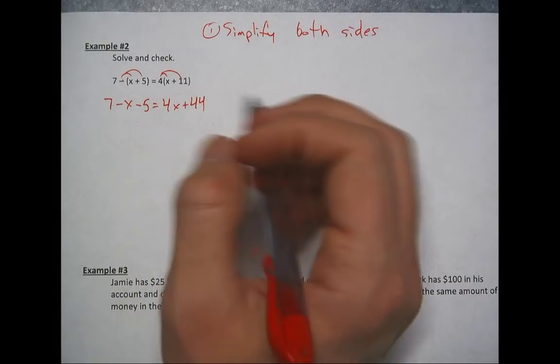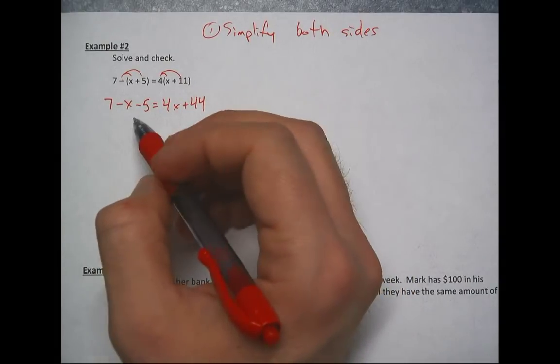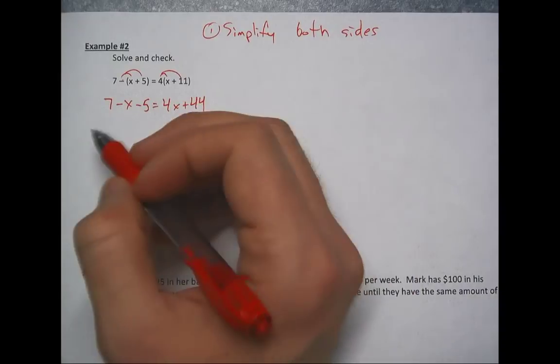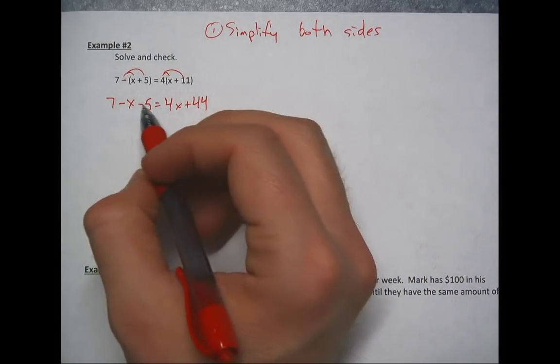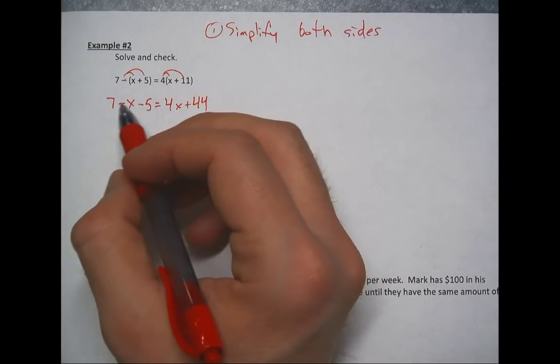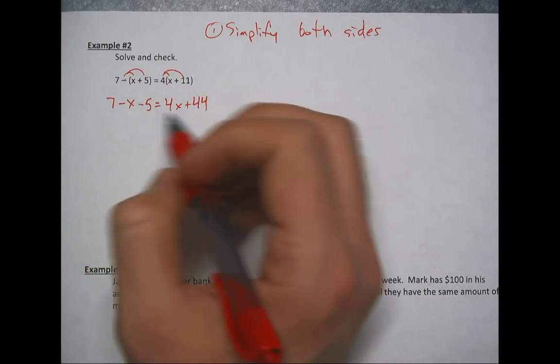Now, there's tons of different ways. There's different steps to solving an equation. You could start moving stuff now, and you'd still get it right if you followed all your steps correctly. But I do suggest you simplify both sides completely before you start worrying about where my x's are and stuff like that.